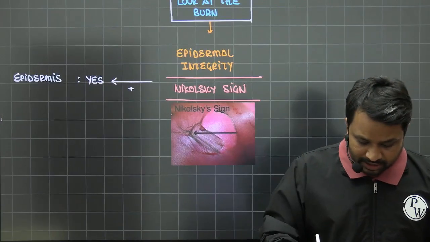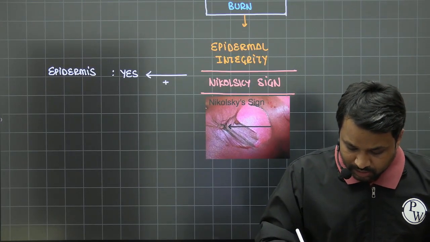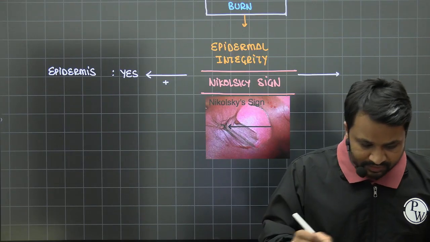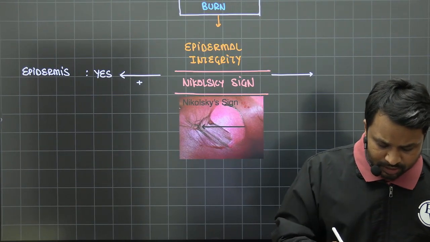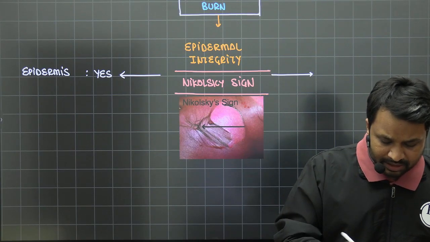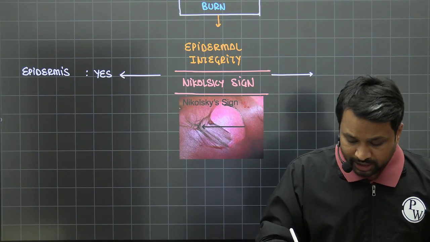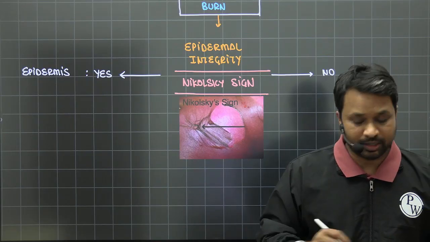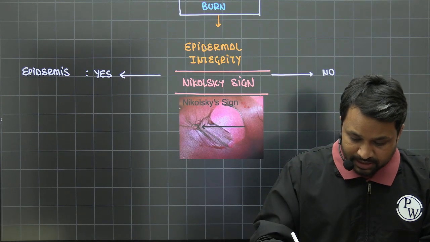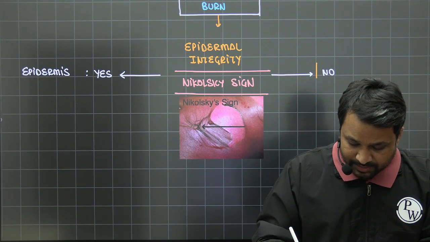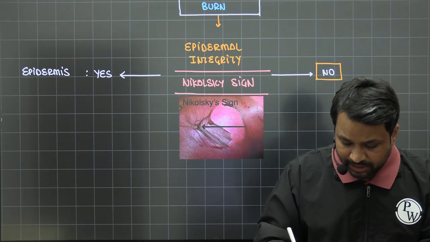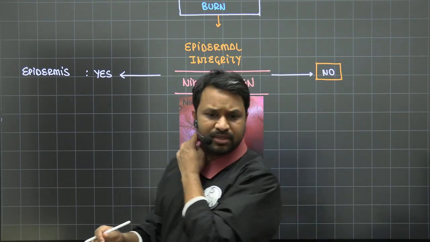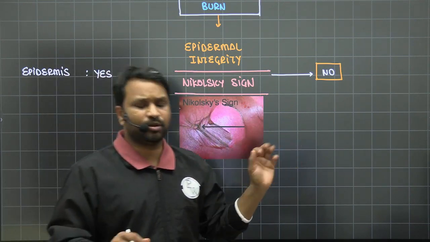On the other hand, if the epidermal integrity is lost, rather than say Nikolsky sign positive or negative, I'll say that epidermal integrity is present or it is lost. That is, no, it is not there. Now, if the epidermal integrity is lost, that means as I swipe my finger, you see the skin peeling off. That means the integrity of the epidermis is lost. We say the Nikolsky sign has been demonstrated here.